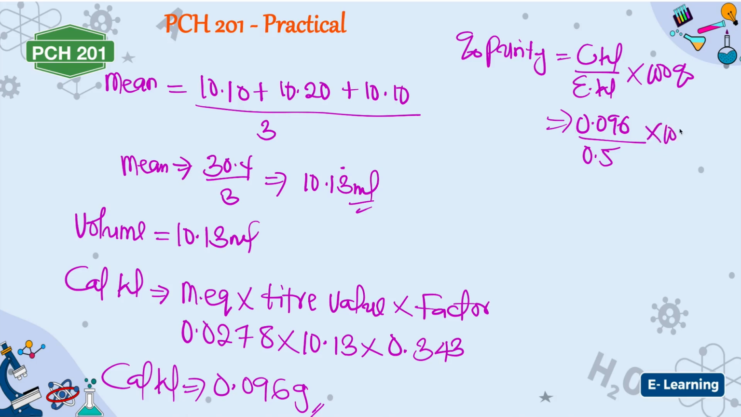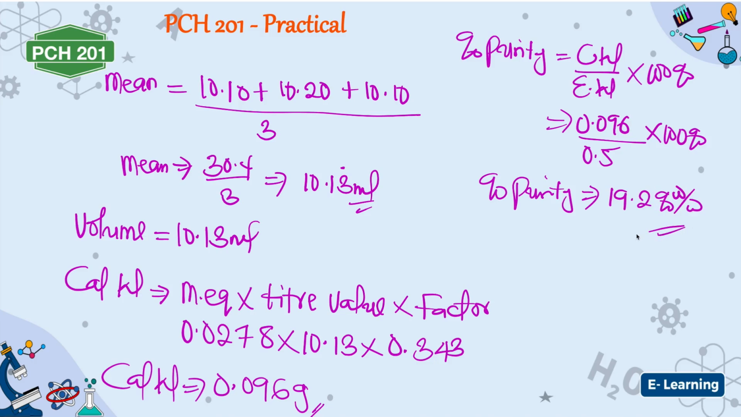So times 100%. So our percentage purity would be equal to 0.096 divided by 0.5 times 100%, which is 19.2% weight by weight.